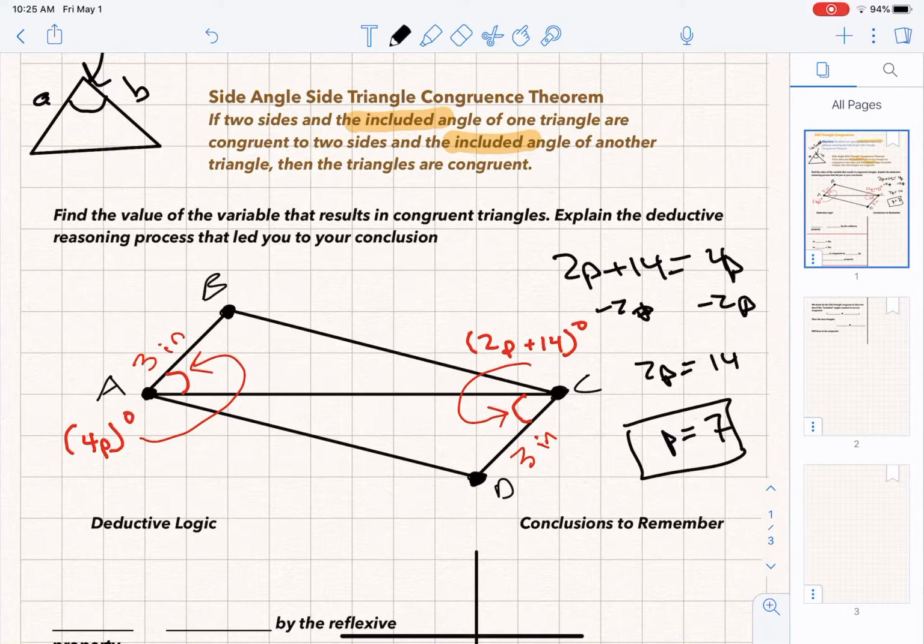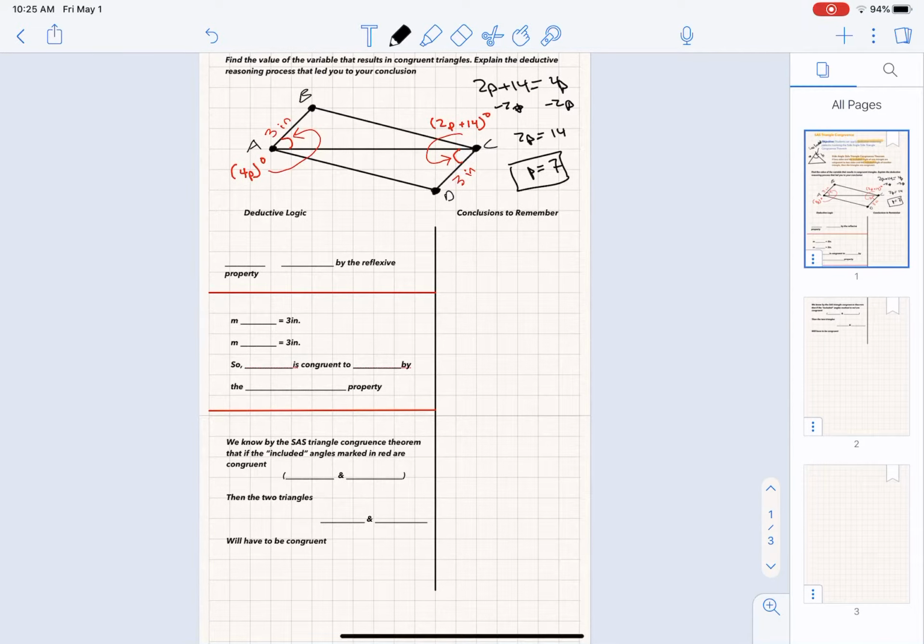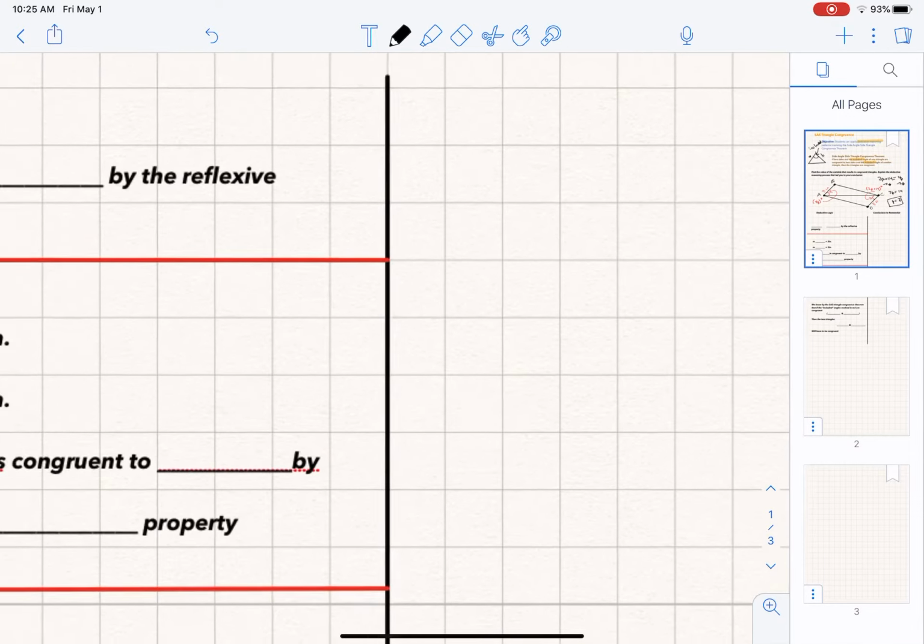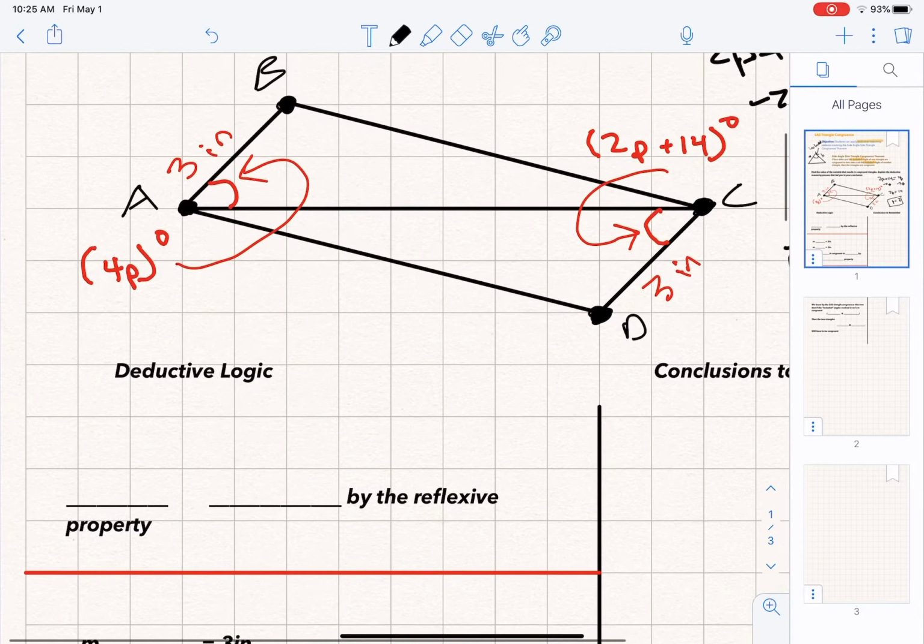In doing that, I'm going to show you the setup I have here. I'm not asking you to do a proof, like I said, but I am asking you to think about the logic. And I encourage you to stop the video right now and see if you can fill in the blanks. See if you can think through why p has to be 7, essentially. And connect that to the side angle side triangle congruence theorem. So now I'm going to walk you through it.